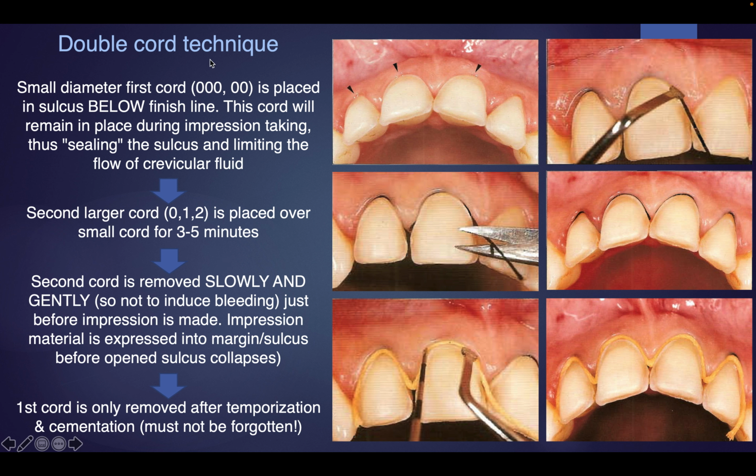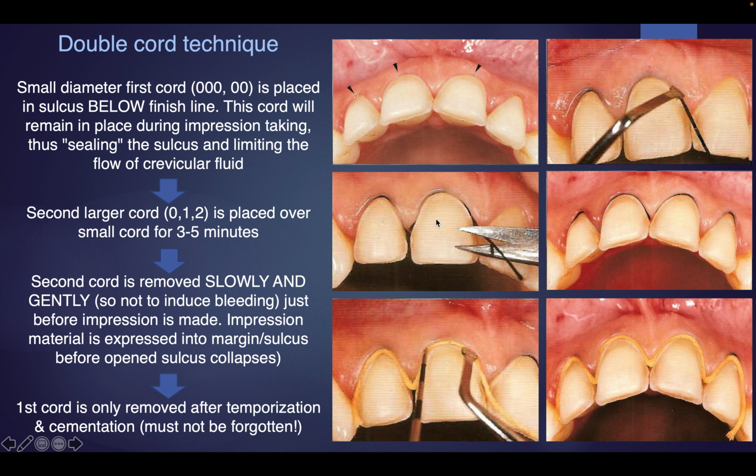Now, the double cord technique: you start with a smaller cord, so either 000 or 00. In my experience, 00 is usually a very good one. If the sulcus is small, you can go with 000, placed below the finish line. The important thing is that it's sealed and it dries, because it reduces the flow of the sulcular fluids. Here, it's usually very dark. It gives you a good demarcation, and you can see the junction between the two, because sometimes it can be very distracting. So this is your first cord.